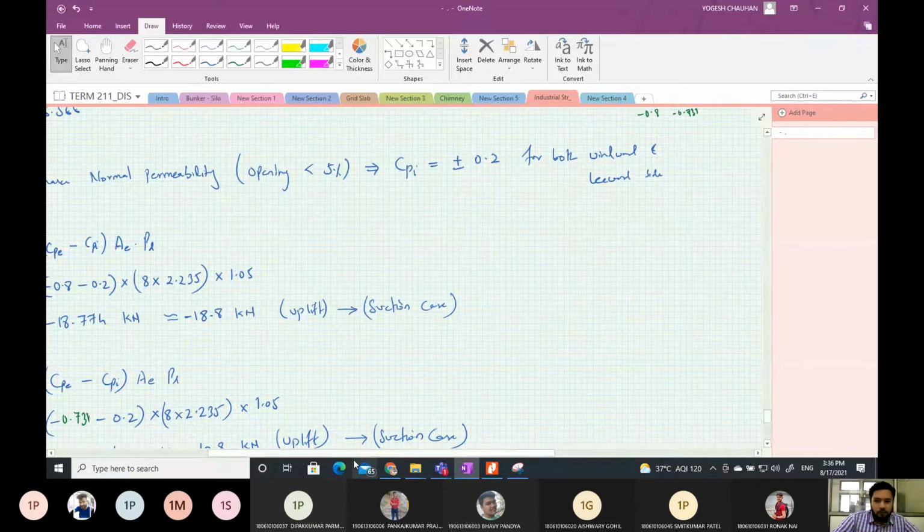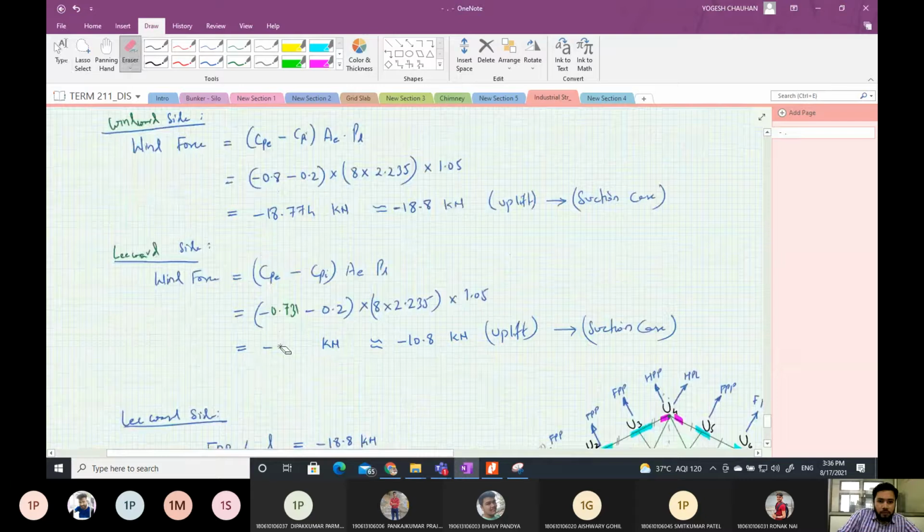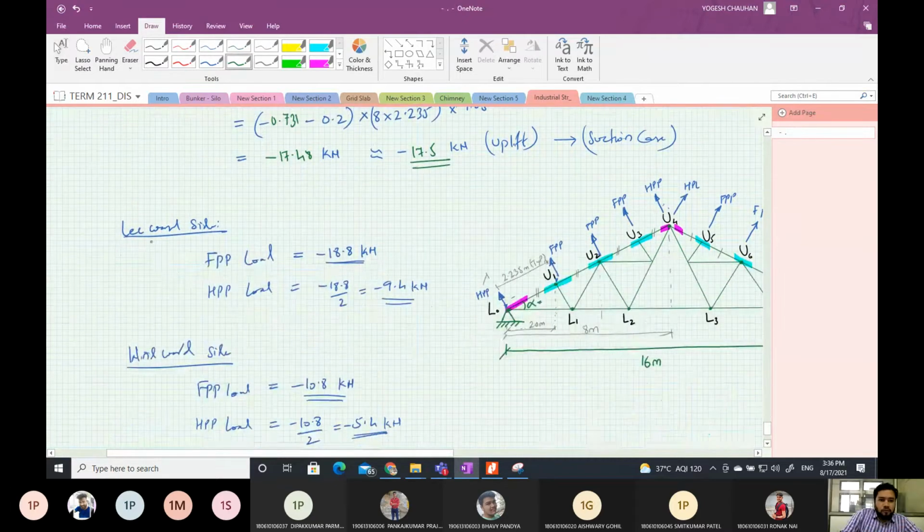Let us say 17.5. This will be 17.48. Let us say 17.5. So this is the final value. This is again the windward side and this is leeward side.